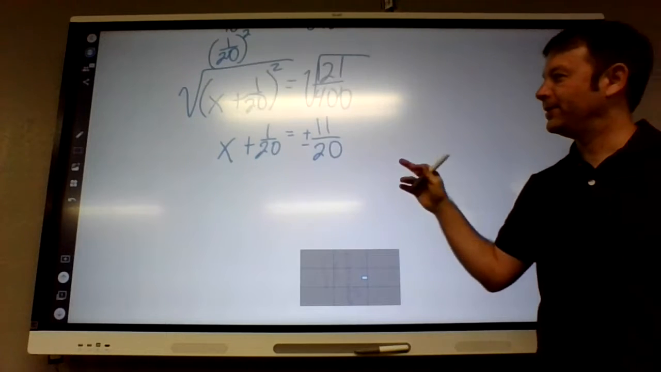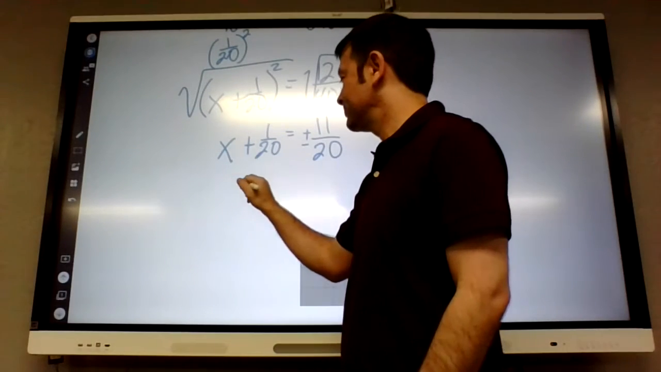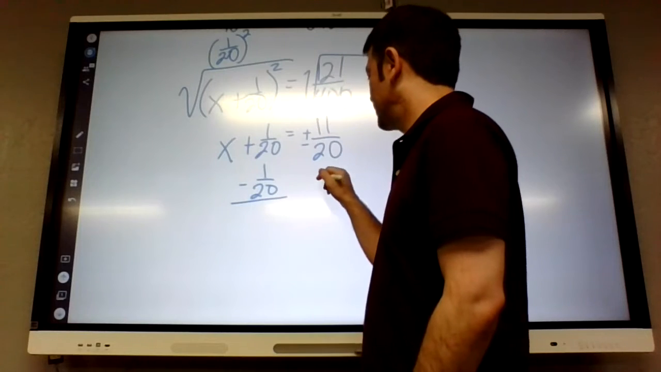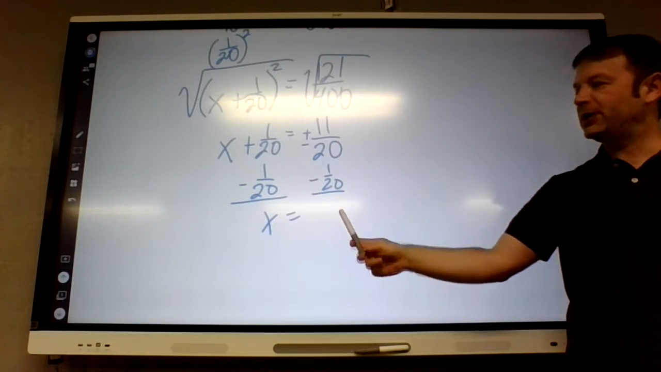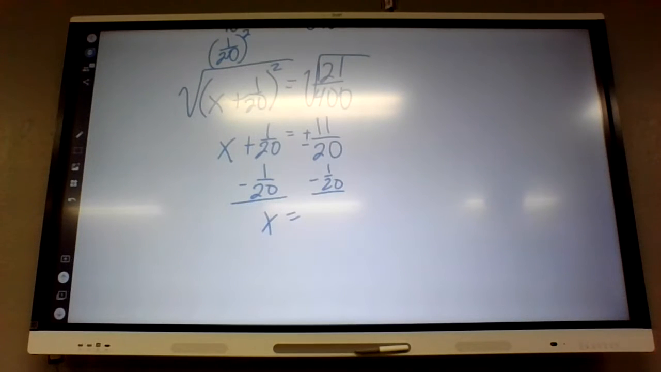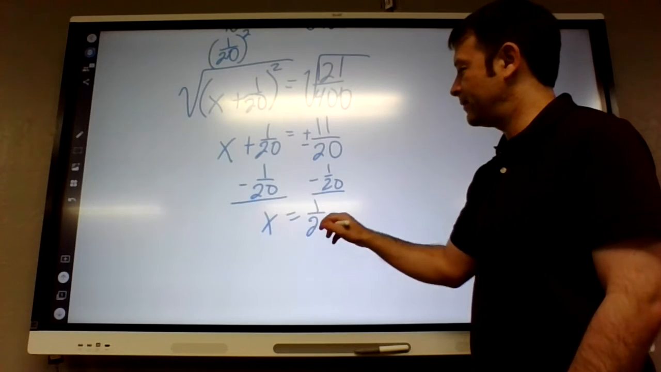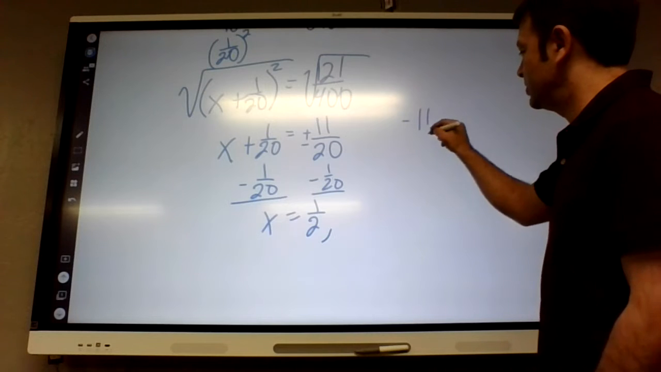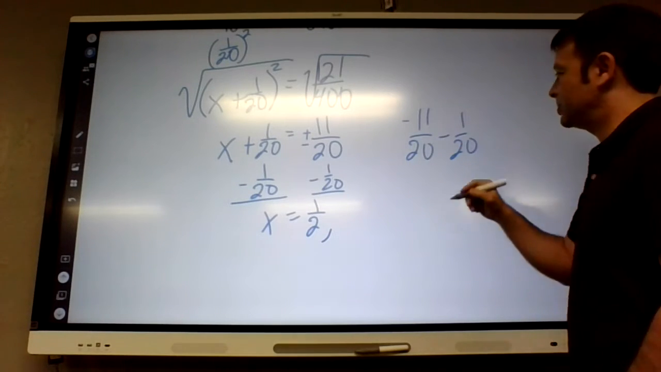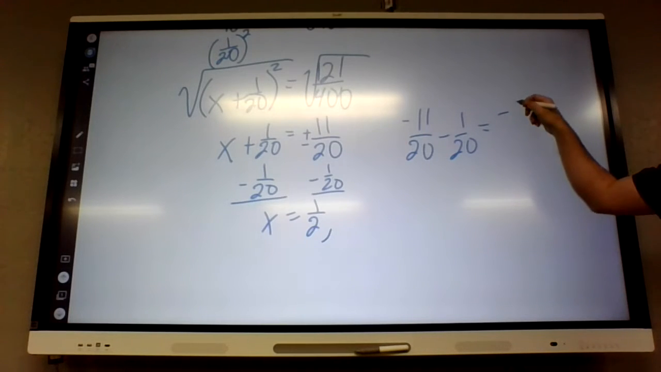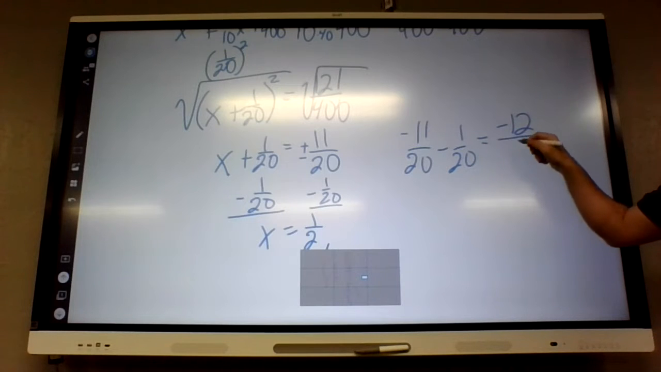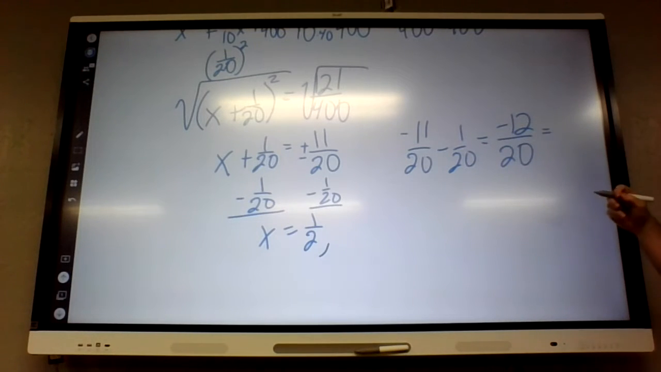All right, and then now how do I get x by itself? Minus 1/20. So this is 11/20 minus 1/20, which would be 10/20, which would be 1/2. And this is also negative 11/20 minus 1/20, which is negative 12/20. Divide by 4, negative 3/5.